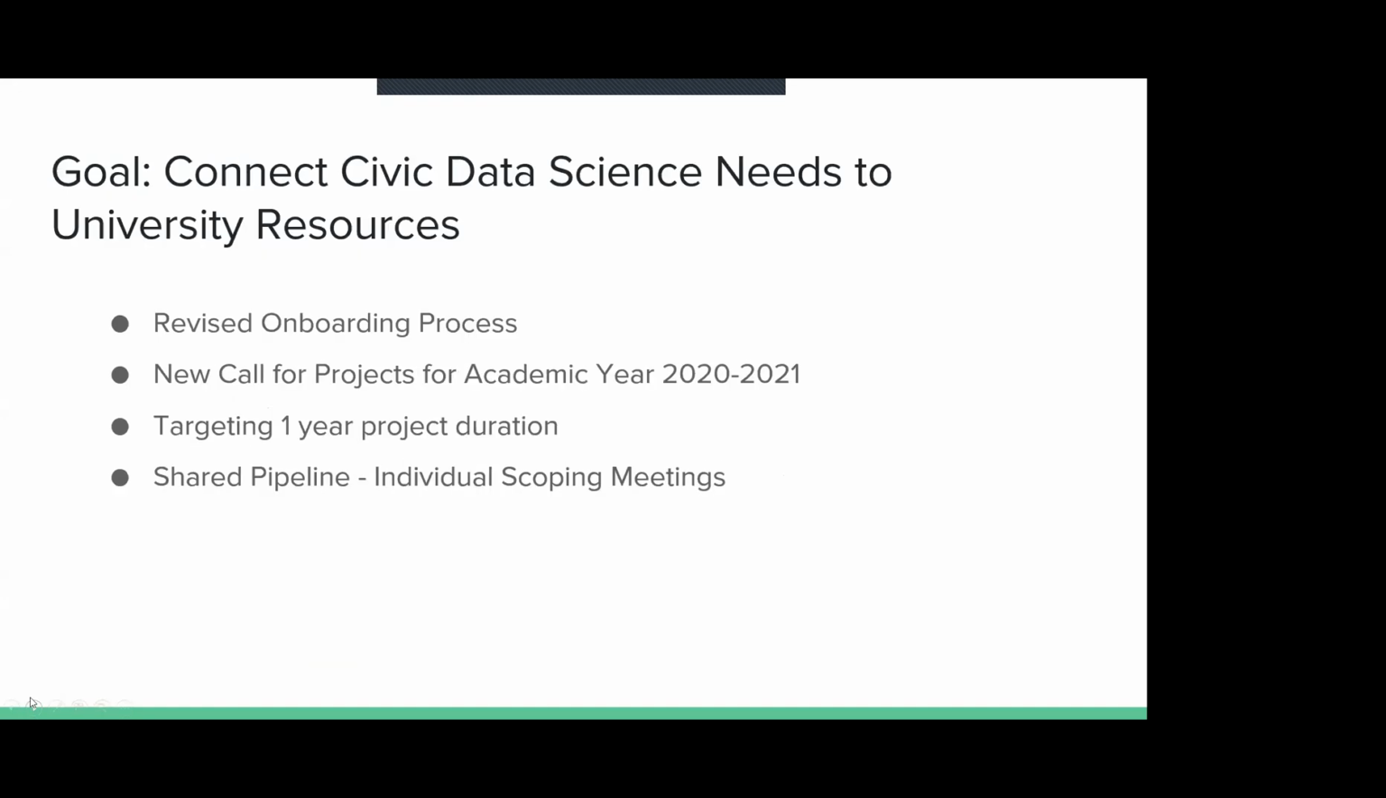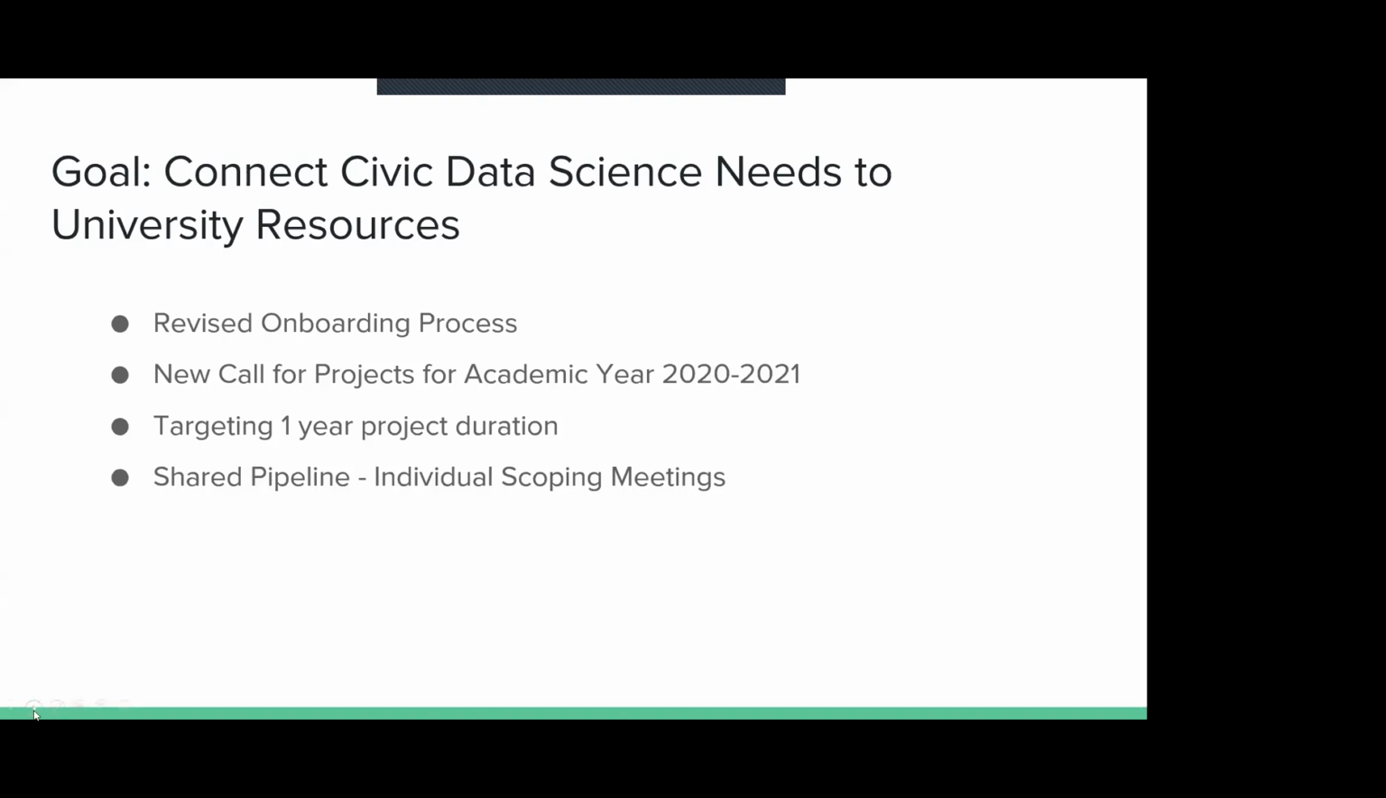Next slide, Lau. So the goals and the needs of the university, you know, we have evolved. We revised our onboarding process recently. The new call for projects is going out in the next day or so, and what we're trying to target now is projects that will last about a year. As far as universities are concerned, we want to stick with the 2-semester approach. In some cases, the problem can be resolved in 1 semester. In some cases, longer. And as Jean mentioned earlier, some of the projects are long-term.